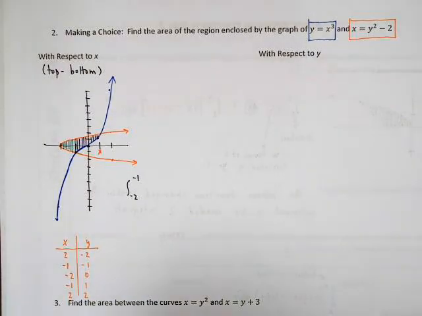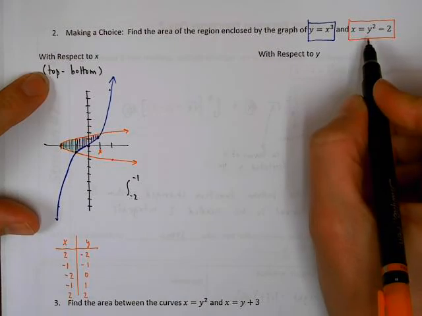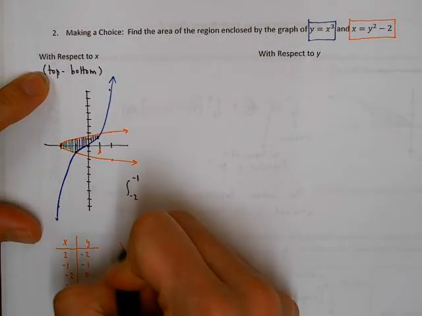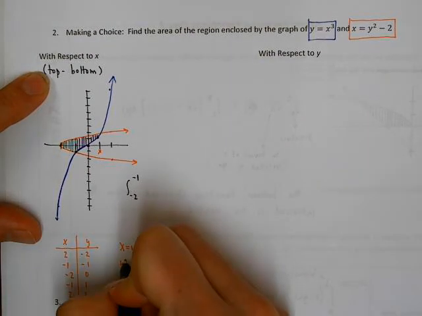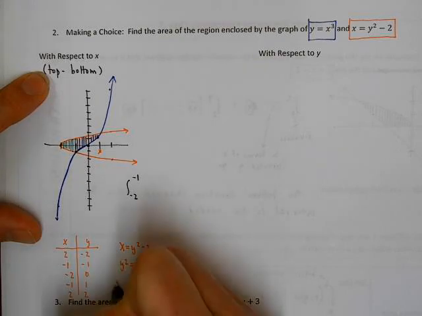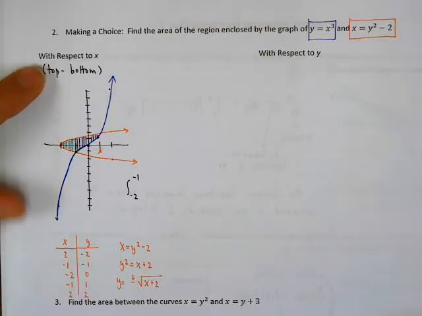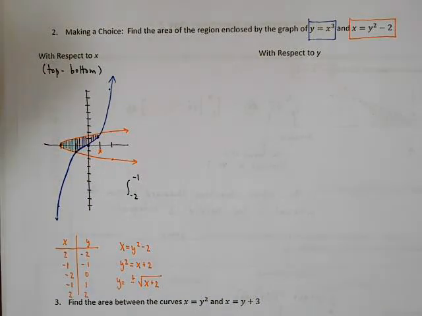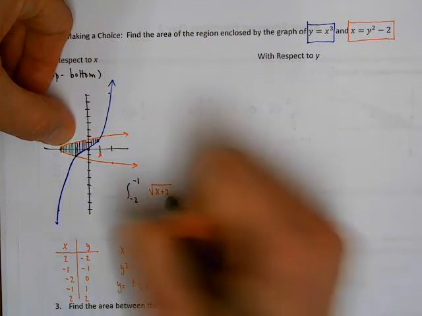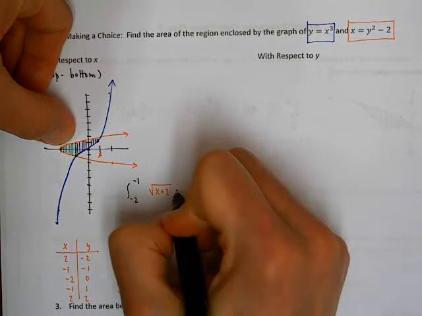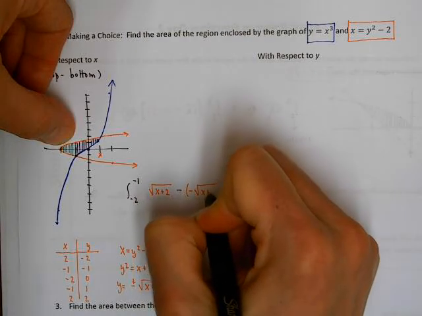Now, with respect to x, I need both functions to be in terms of x, which means I have to rewrite this function. So let's take a look. I've got x equals y squared minus 2. I need to isolate y, so I get y squared equals x plus 2, and then y is plus or minus the square root of x plus 2. So now this one's interesting. Now my top is going to be square root of x plus 2 because that's the positive, and my bottom is going to be the opposite, negative square root of x plus 2.